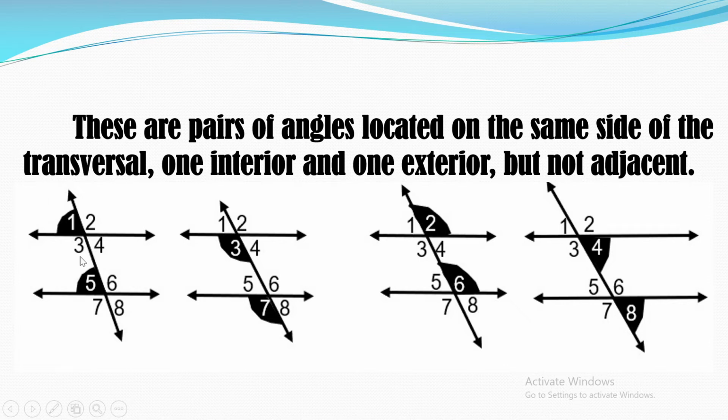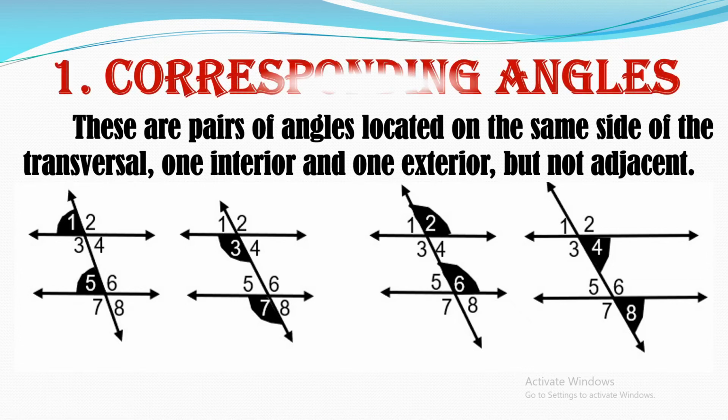And you look at those two angles, one of which is an interior angle and the other one is an exterior angle. And take note, they are not adjacent. When we say adjacent, they have a common ray. So if we have angle 1, it is adjacent to angle 2 and angle 3. And we call these pairs of angles corresponding angles.